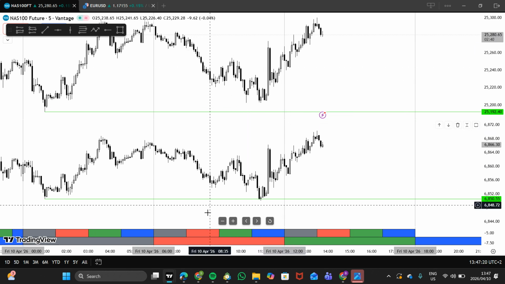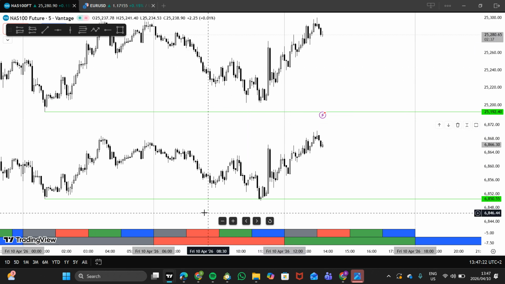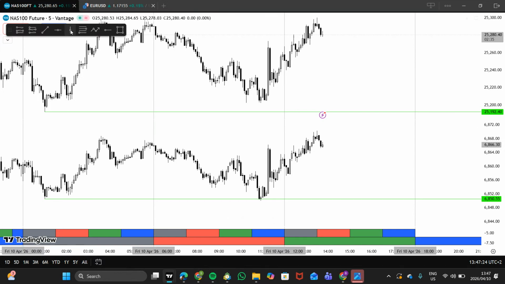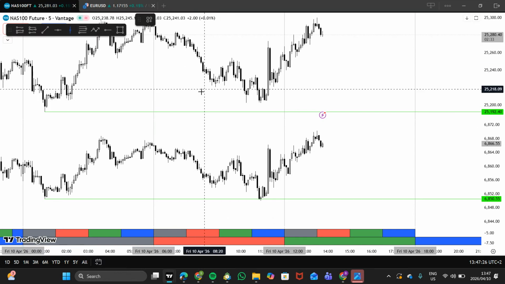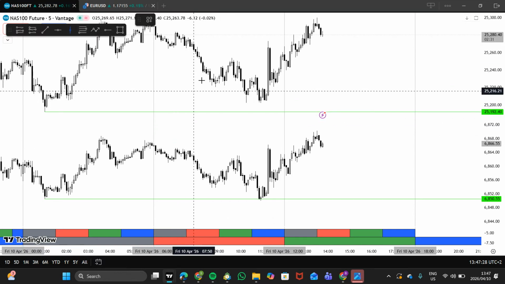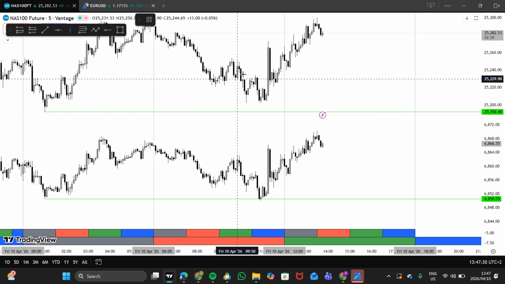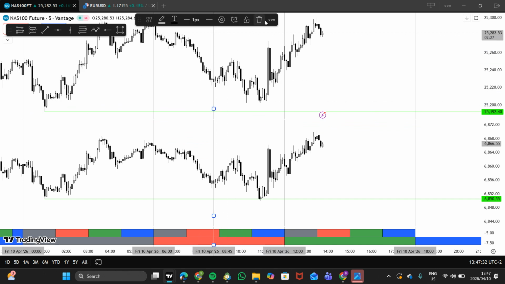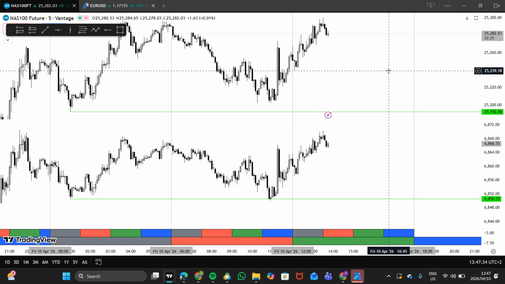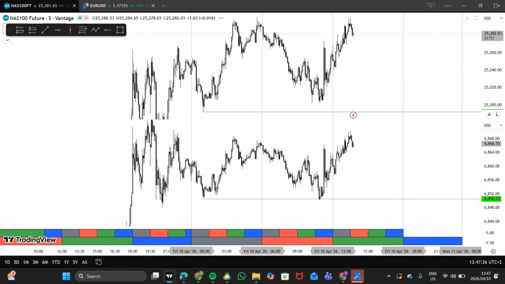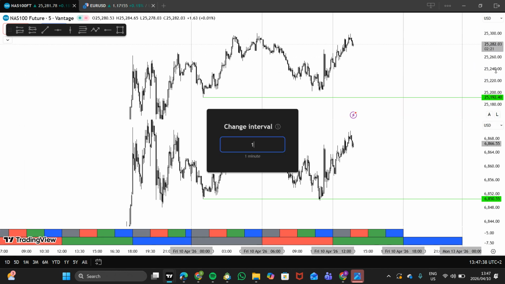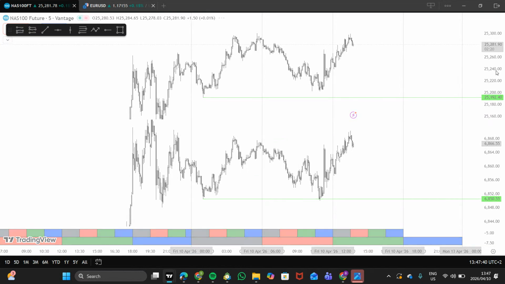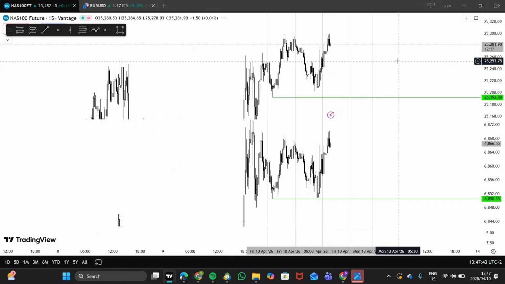So now we were focused on London session, of which London session also has 4 quarters: Q1, Q2, Q3, Q4. London session has 4 quarters. Just before I forget, this is very crucial.